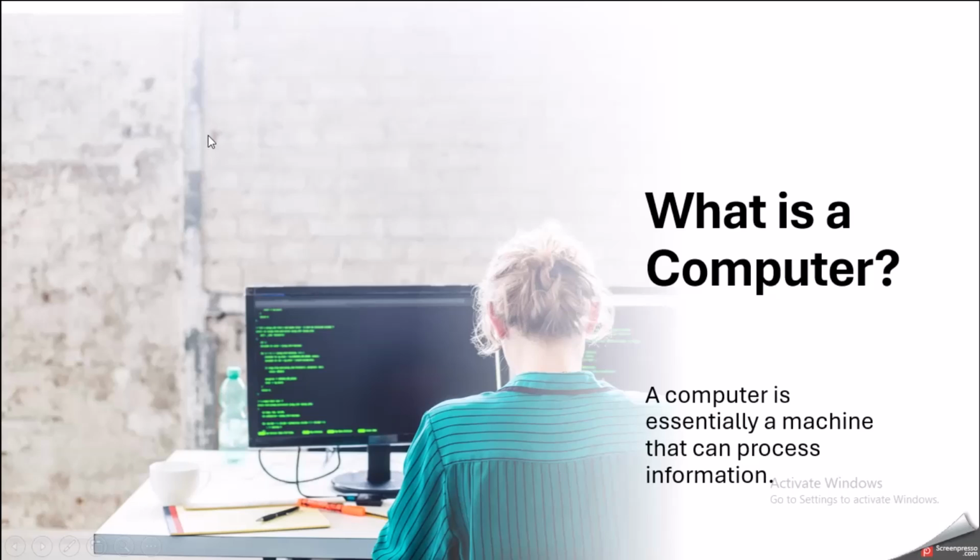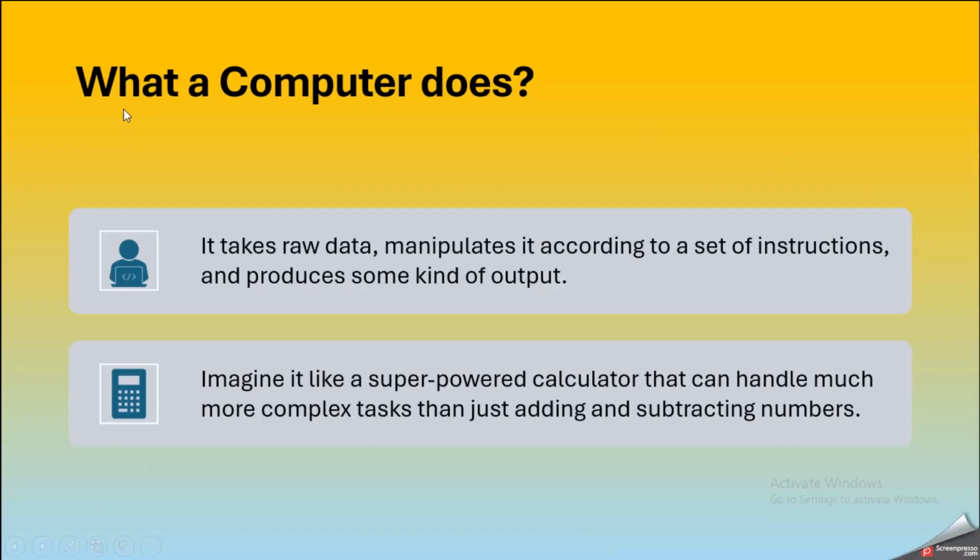Dear students, in this module we are going to discuss what is a computer. So, a computer is essentially a machine that can process information. So, we can say basically a computer is an information processing machine. Now, what does a computer do?